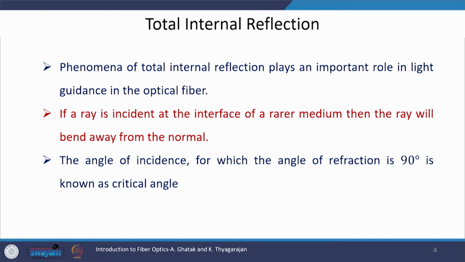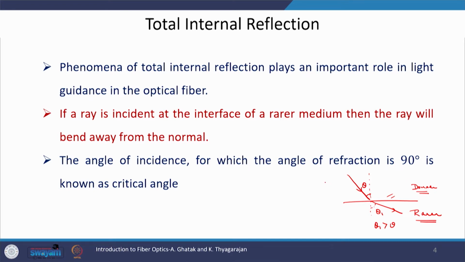I repeat, suppose this is a denser medium and the lower one is a rarer medium. If a ray falls on this interface, say at angle theta, then it bends away from the normal. Theta 1 would be larger than theta if the lower medium is rarer as compared to the upper one. This is the usual law of refraction, from Snell's law, which we know from our junior classes.